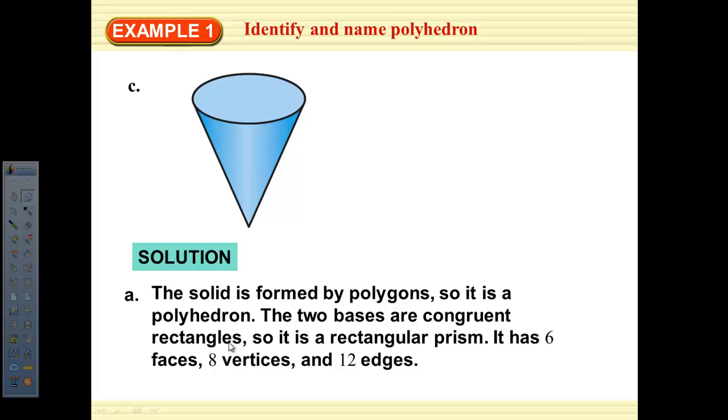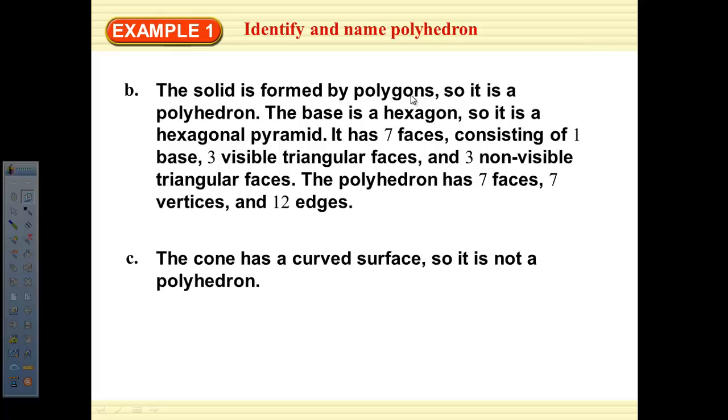So for the first one, it is a polyhedron. There's 2 bases that are congruent rectangles, so it's a rectangular prism. 6 faces, 8 vertices, and 12 edges. The second one, it is formed by polygons, so it's a polyhedron. The base is a hexagon, so it's a hexagonal pyramid. 7 faces, as I said before, 1 base, 3 visible triangular faces and 3 that are not visible. So it has 7 faces, it has 7 vertices and 12 edges.